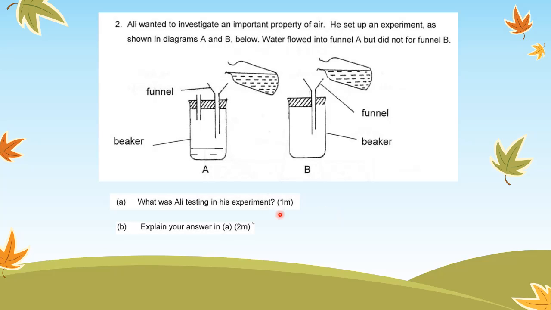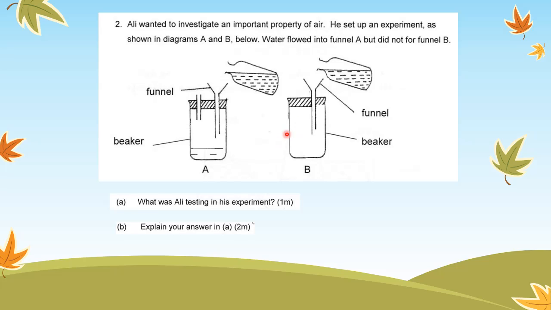Okay, now the answer to this question is, Ali was testing if air occupies space. Because in this one, the air can escape, so water comes in and takes up its place. But here, the air occupies the space, no escape for the air, so when the water comes in, it cannot take up any more space. The water is not allowed to take up any space at all. So air occupies the space here.